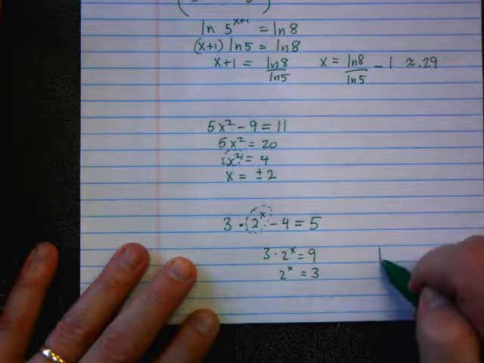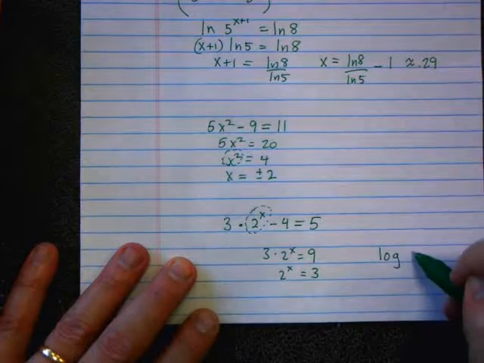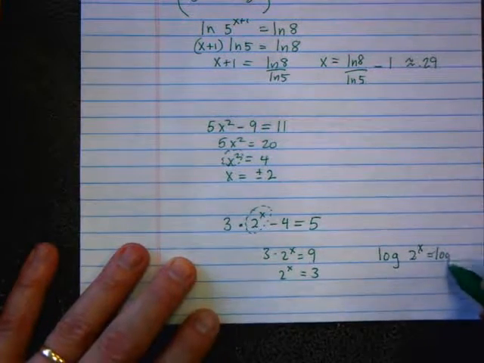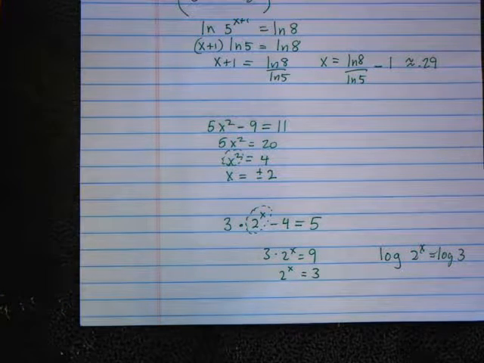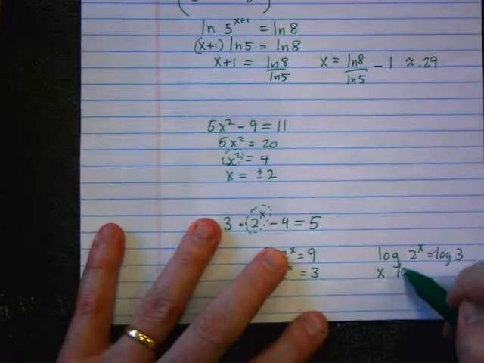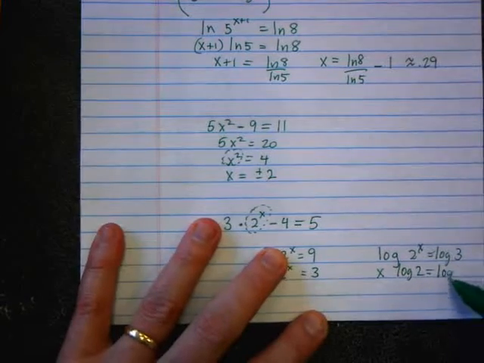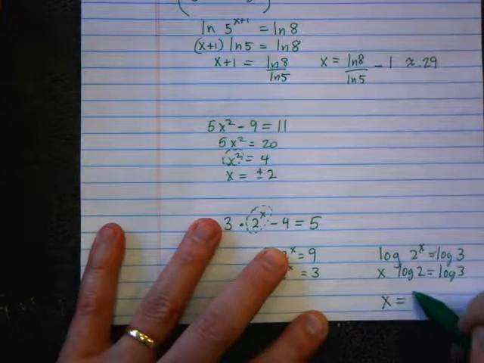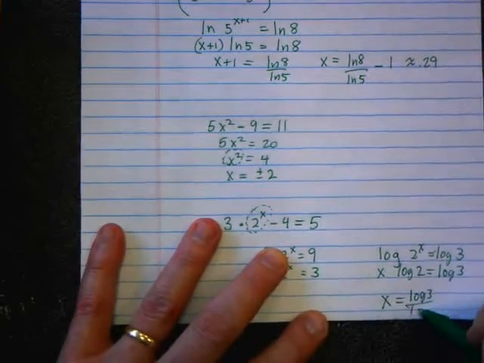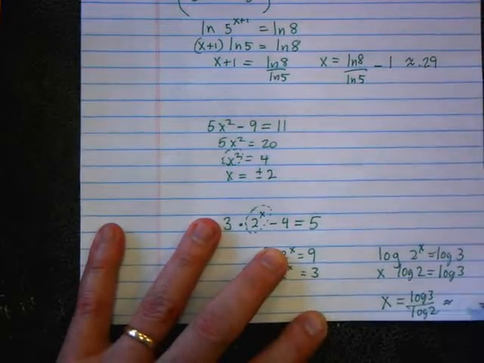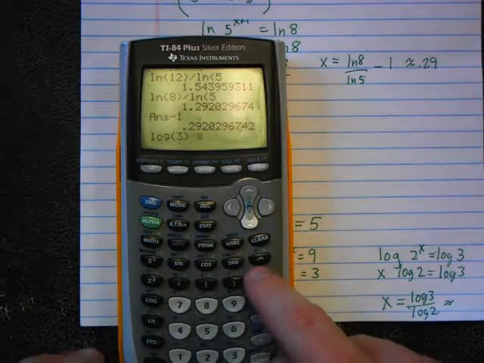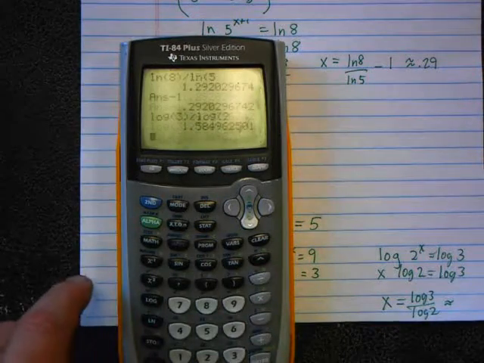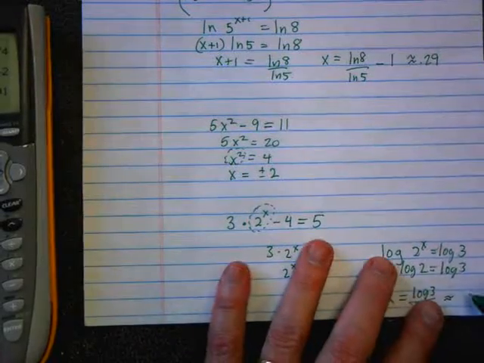Just to be different, I'm going to use common log this time. Log of 2 to the x equals log 3. Common log has the exact same property with exponents. What does common log do with exponents? Brings it down. x log 2 equals log 3. So x is log 3 over log 2. And again, if I wanted to, I could use my calculator to get an approximation. 1.58.